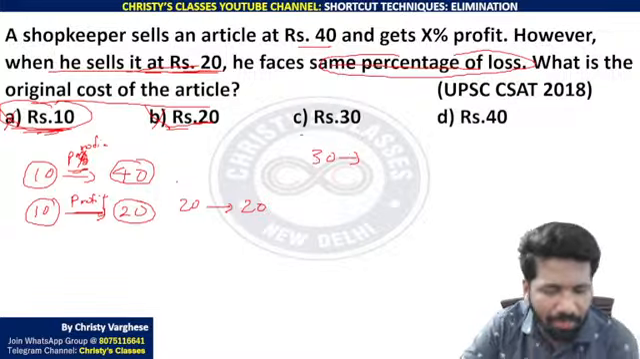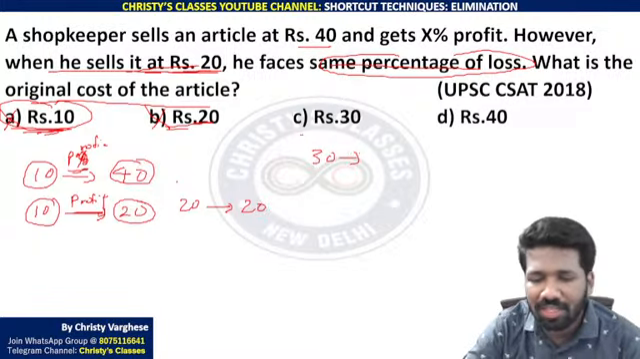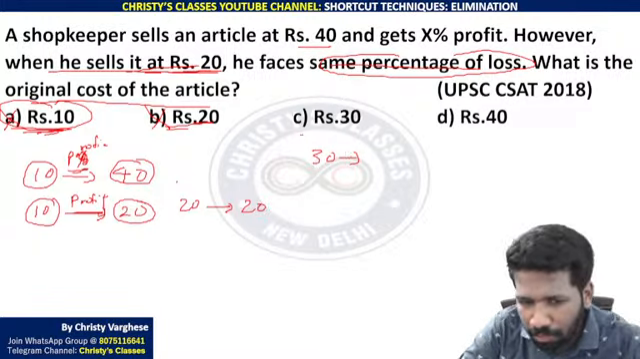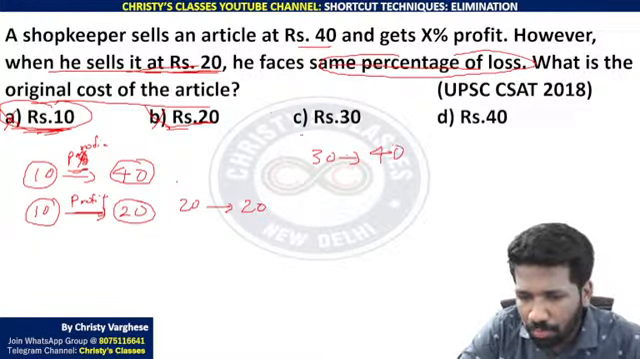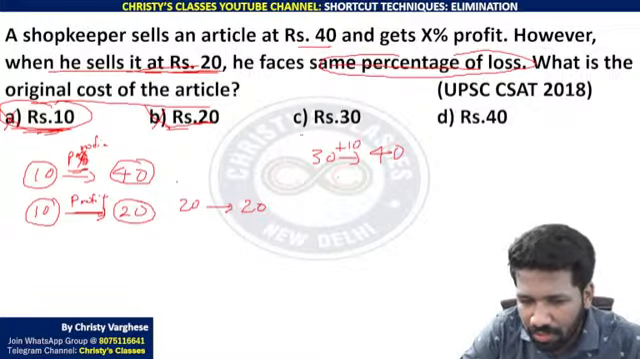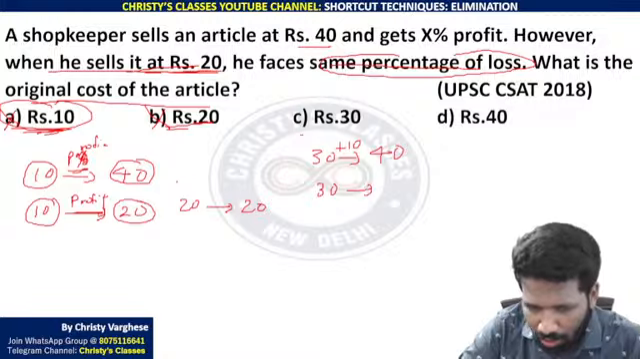If you do elimination by substitution, you can try your A, B, C in the order itself. 30 rupee is the cost of the article. 30 rupee costing article, you are selling it at 40 rupee. So how much is the profit? 10 rupee profit. Now the same article, 30 rupee original cost, is sold at 20 rupee.